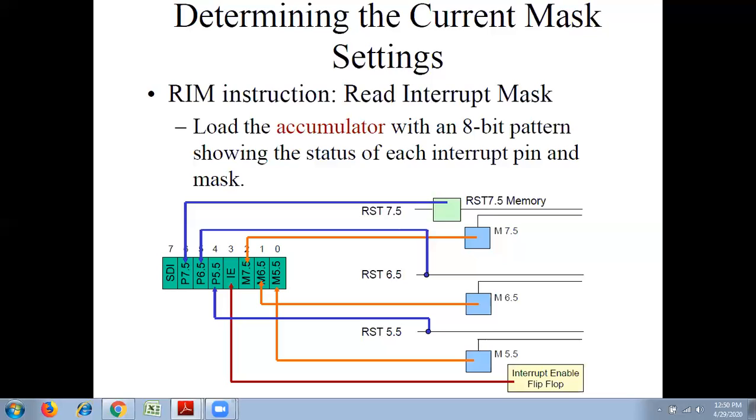So by the RIM instruction, we read the status of the current mask bits of the interrupts, as well as whether there are any pending interrupts and what their conditions are, and also whether there is any serial input data. These three types of information we get as a bit pattern in the accumulator. So we are only reading the status; we are not changing anything.